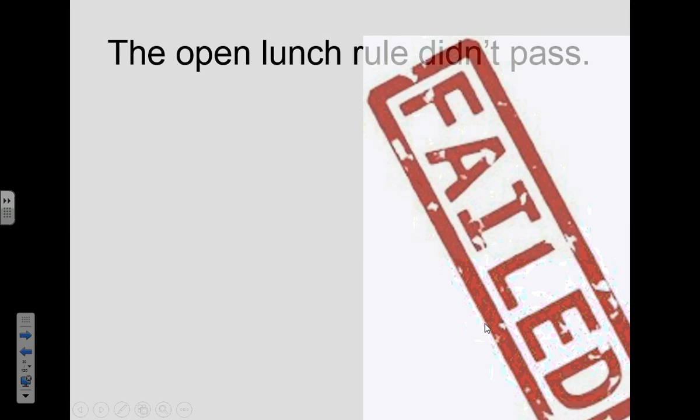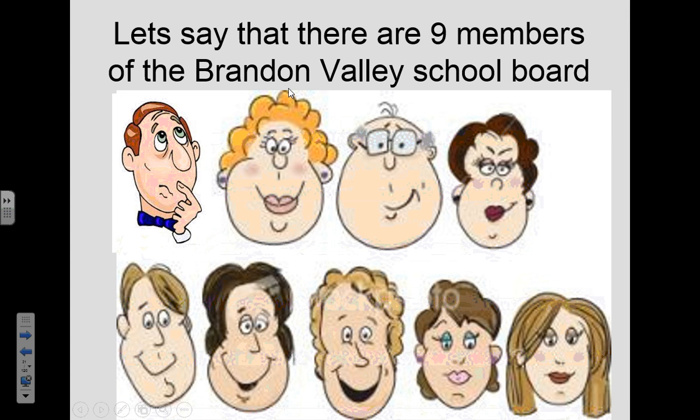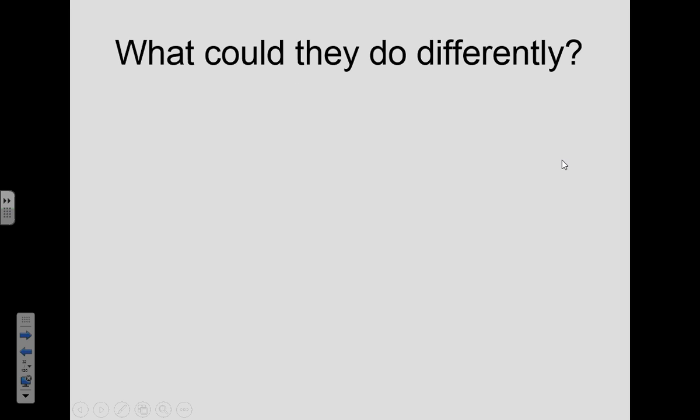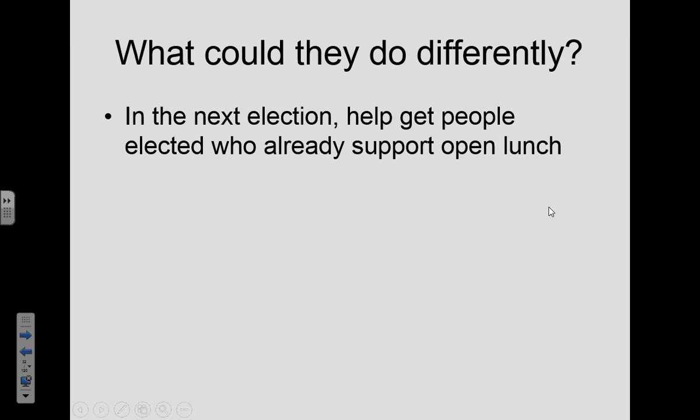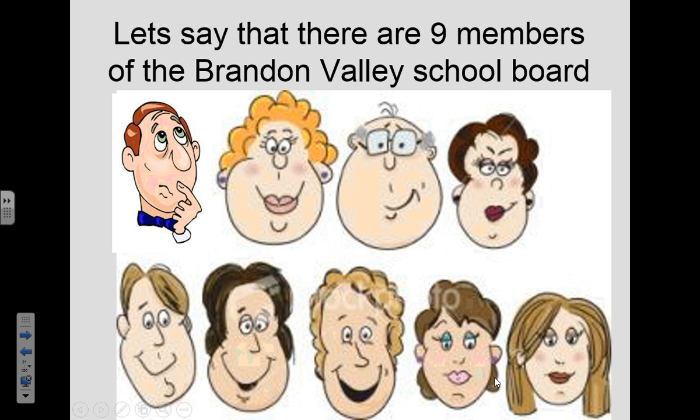Well, let's say this open lunch rule didn't pass. Now, remember we said there are 9 members of the school board? Well, let's say that these 4 voted in favor of it, but these 5 voted against, so it didn't get past them. Well, there's something else that maybe an interest group could do. Rather than trying to convince 1 or 2 of these over here to vote in favor of the bill, maybe they need to get people elected who already believe open lunch should happen. So what they could do differently is, in the next election, try to get people elected who already support open lunch, especially if those people are running against any one of these down here.